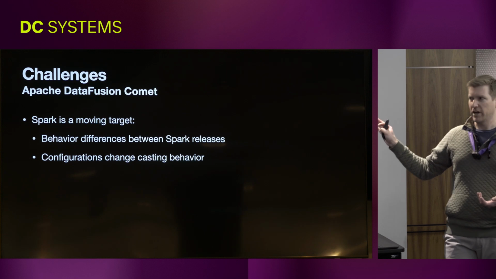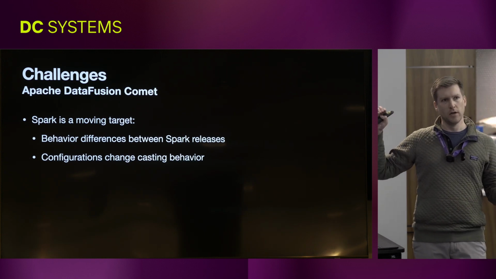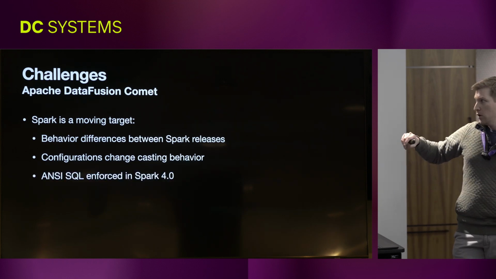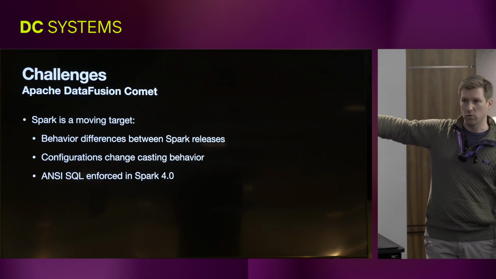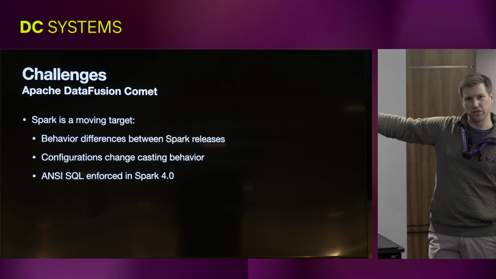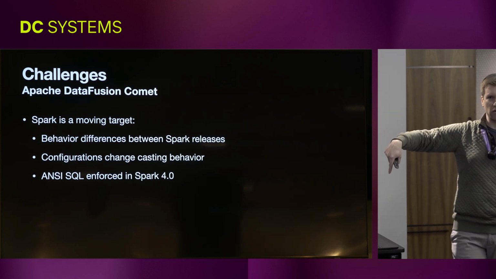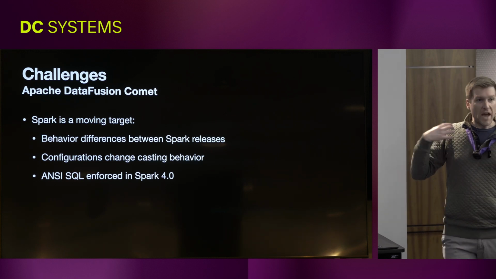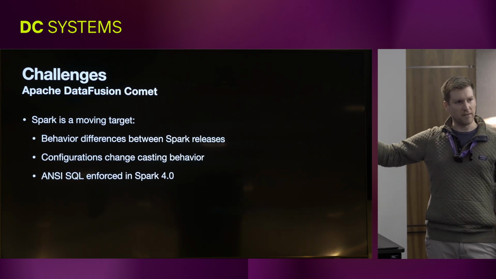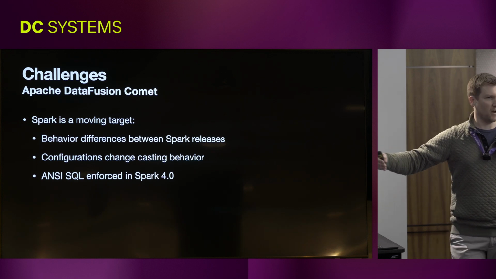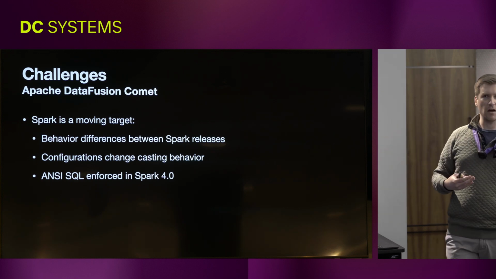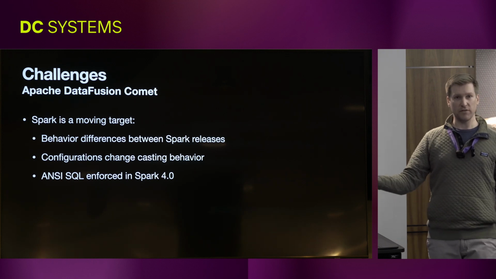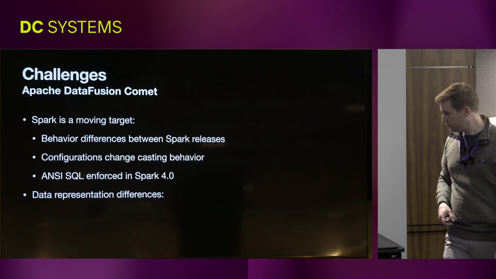For example, configurations can change casting behavior, or how Spark behaves when you overflow on integer addition. Spark 4 is going to introduce ANSI SQL, which I think means that if it overflows, it generates a null, but current behavior doesn't generate a null, it lets it overflow. So we have to match that behavior in Comet if we want to provide the same results that Spark is currently producing. We don't have to intentionally introduce bugs into our system, but we're sort of intentionally introducing bugs into the system.